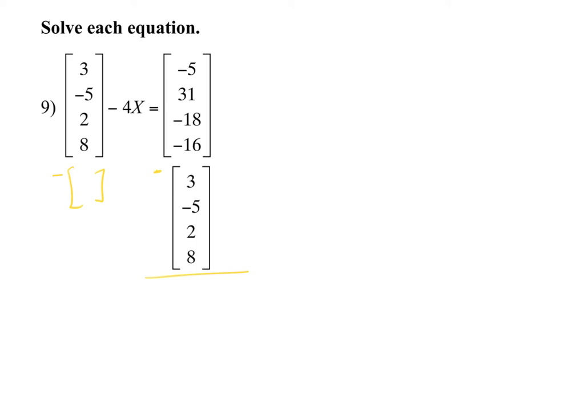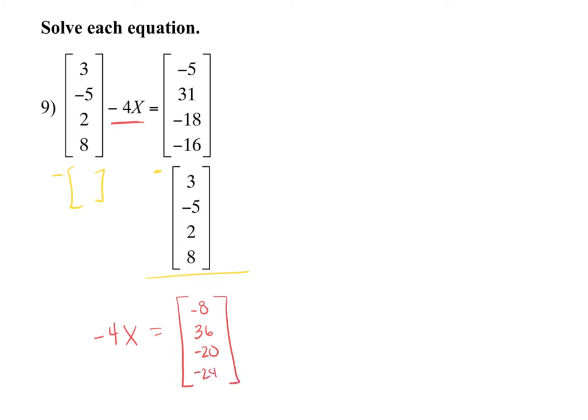You would subtract it. On the left-hand side, you're left with a negative 4x. And on the right-hand side, it's whatever happens when you subtract. You are subtracting, though. So negative 5 minus a 3. So you have to think about your rules of addition and subtraction here so that you get the right answers. 31 minus a negative 5. Well, that's going to be plus a 5, right? Negative 18 minus 2. And then negative 16 minus 8.